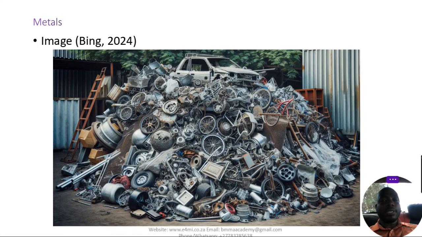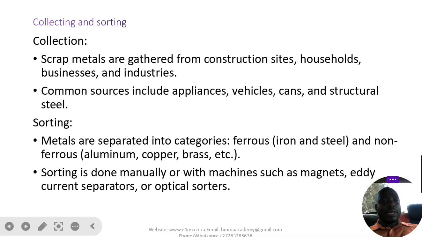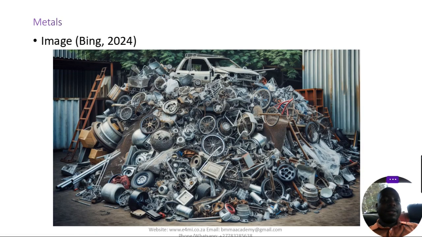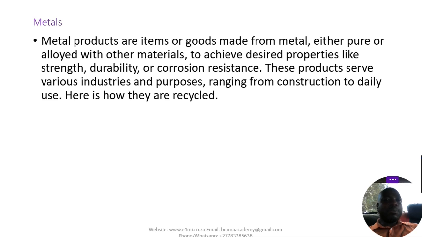It's time now to talk about a very common and very important material that needs to be recycled, which are called metals. Here are the scrap metals, in case you are wondering, here on the picture that we are talking about. So metals are products or items or goods made from metal, either pure or alloyed with other metals, to achieve desired properties like strength, durability, or corrosion resistance. So these products serve various industries and purposes, ranging from construction to daily use.